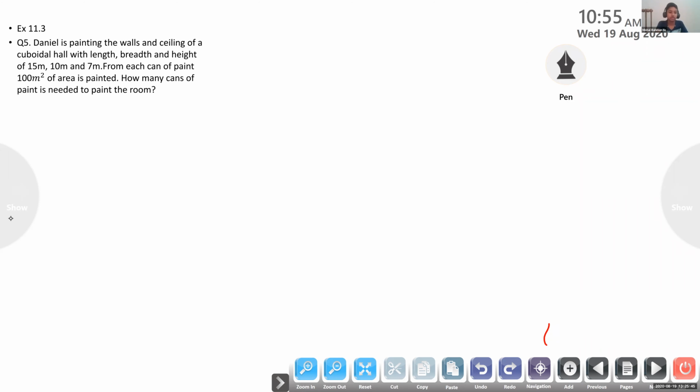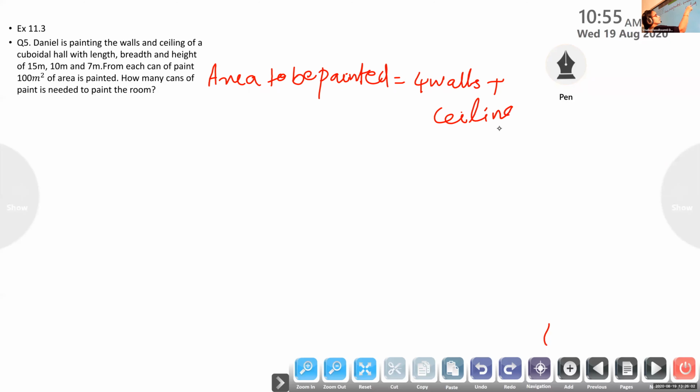So write that, area to be painted is equal to 4 walls plus ceiling. 4 walls plus ceiling. 4 walls means it is the area, which area, Shivanya? 4 walls means it is the? Cube. 4 walls means it is a cube. It is a cuboidal hall.